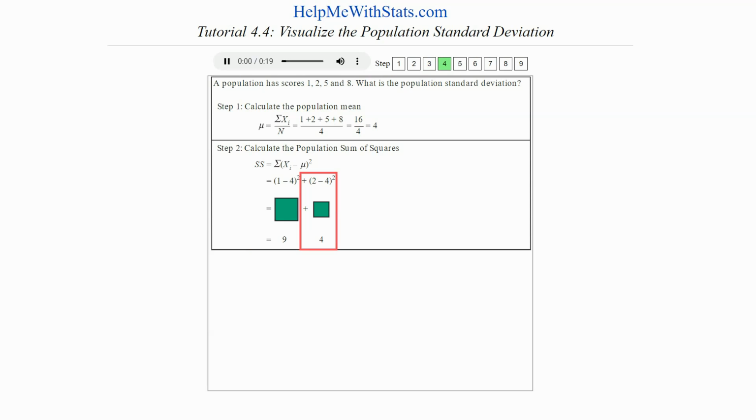Here is the square deviation for the next score of 2, along with another green square. The area of the green square is equal to the square deviation. From this point, we will not focus on the actual scores, but on the concept of the squares and how they are used to determine the standard deviation. Here are the 2 squares for the remaining 2 scores.